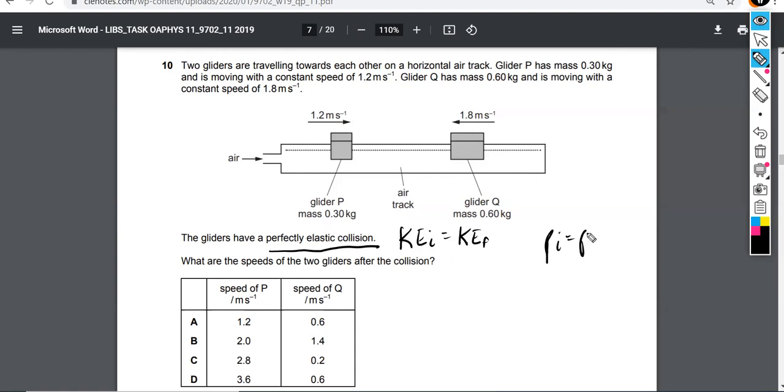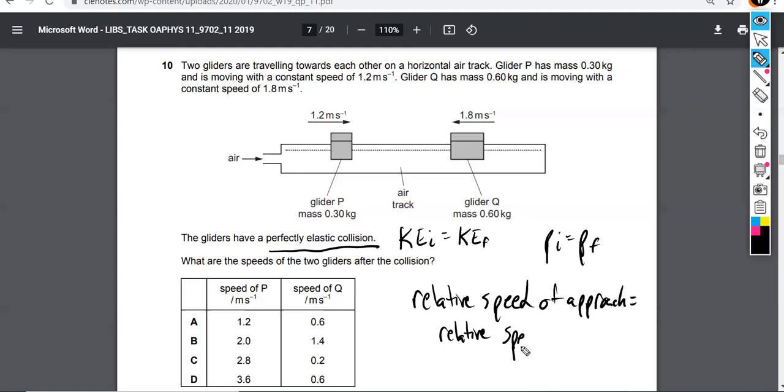In all collisions, momentum is conserved, but in perfectly elastic collisions, kinetic energy is conserved. Check the link there for the derivation of the idea that the relative speed of approach will equal the relative speed of separation when there's a perfectly elastic collision where kinetic energy is conserved. Again, that idea is derived in another video. The relative speed of approach equals the relative speed of separation.